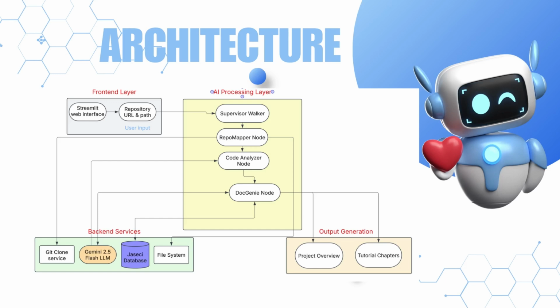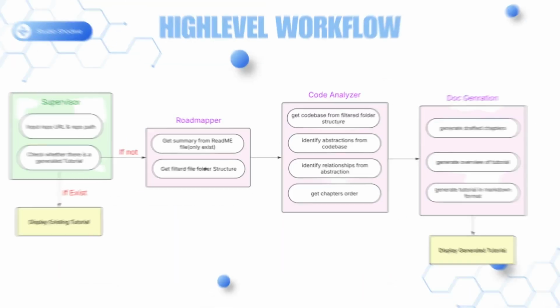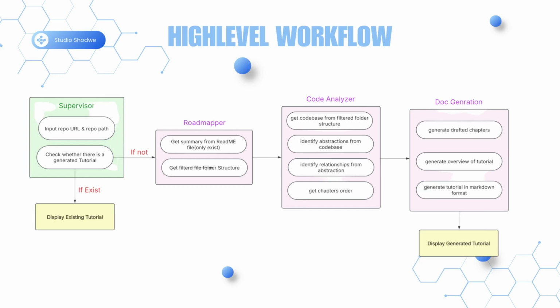Let's see the high-level workflow of the AI processing layer. You can provide the repository URL and local path as inputs to the supervisor through the web interface. The supervisor has a function to check whether the tutorial has already been generated or not. As I mentioned earlier, this is done with the help of the local database. If the tutorial exists, it will display the existing tutorial in the web interface. If not, it will clone the URL to the specified local repository path, connect to the root, and build a node called Repo Mapper.